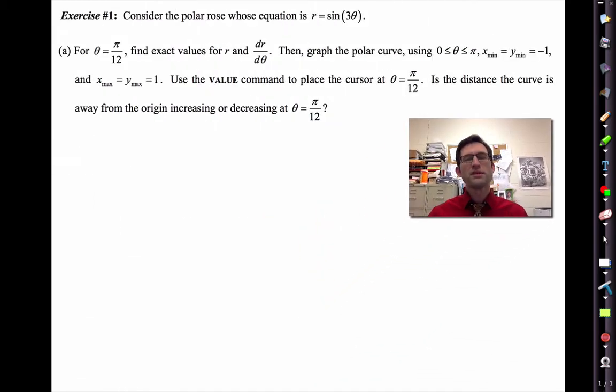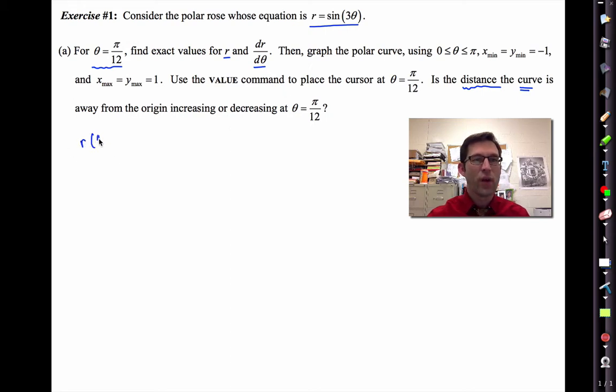Okay, the first problem is kind of long, and we're going to take a look at something known as a polar rose. I love this. We're going to get into these more in the next lesson. r equals sine 3 theta. For the angle pi over 12, we're going to find the exact value of r and the exact value of dr d theta, and then graph it on our calculators, and see whether the curve is getting closer or farther, i.e. whether the distance of the curve is increasing or decreasing at that value of theta. So let's do this together.